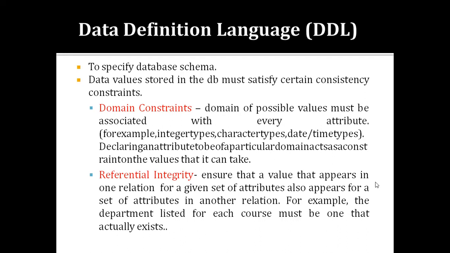The second one is referential integrity. It ensures that a value that appears in one relation for a given set of attributes also appears for a set of attributes in another. Here we are considering two tables, one for college information and the second for the department. Consider one attribute, a component common to both, the department name. In the college table, the department name is computer science, and the department table itself shows the name of the department, the same. So this is referential integrity, where a set of attributes in one relation appears in another relation.